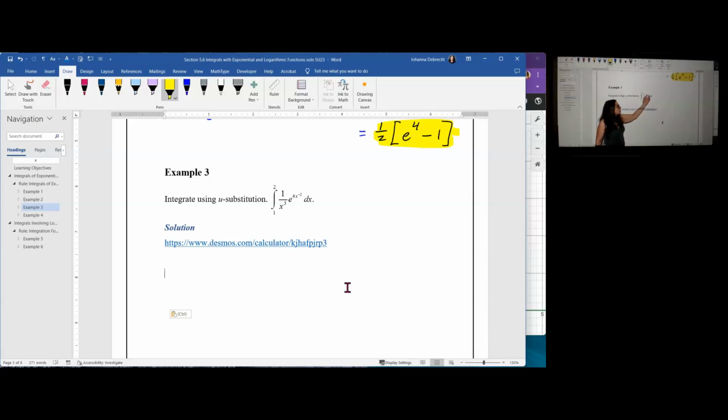In our expression, we have 4x to the negative 2. And when we take the derivative of it, we would get negative 8x to the negative 3. x to the negative 3 is 1 over x cubed. I do have a 1 over x cubed as a factor in the integrand. That gives me confidence that I've chosen the right u.